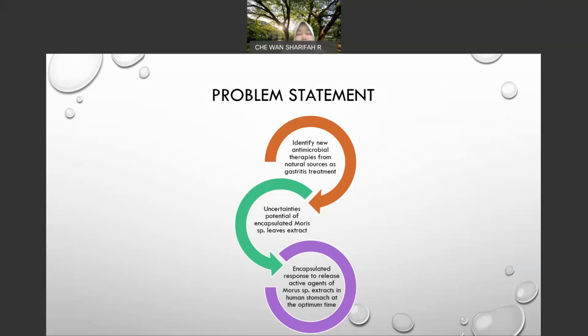So the main purpose of this study is to identify new antimicrobial therapies from natural sources as a gastritis treatment, because some human pathogens such as Helicobacter pylori, a common bacteria, can cause gastritis and also gastric cancer. Nowadays, it has a high resistance to drugs.